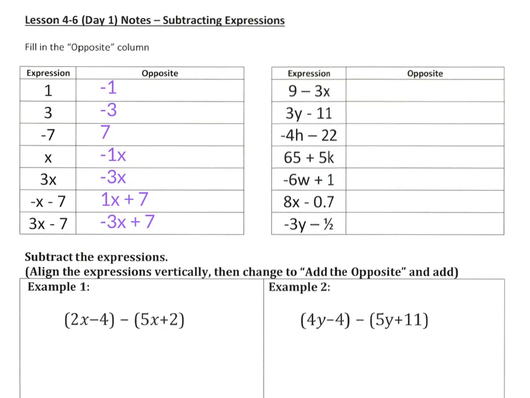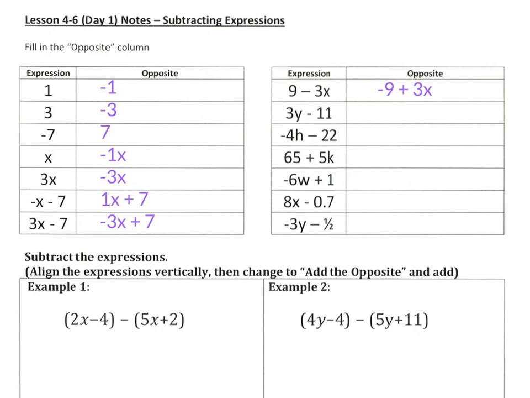Okay, let's look at the next column. Same idea here. So the opposite of 9 minus 3x. So we're going to do the opposite of each. So the opposite of 9 would be a negative 9. And the opposite of negative 3x would be a positive 3x. So the opposite is negative 9 plus 3x.